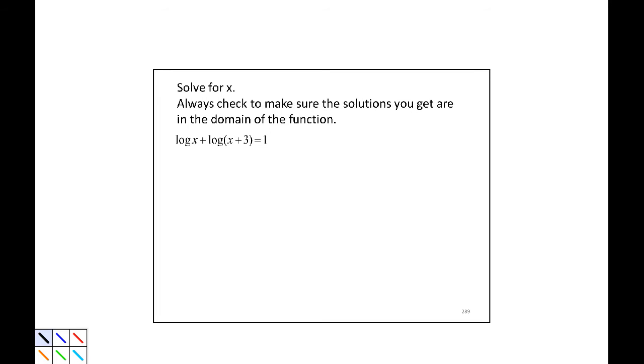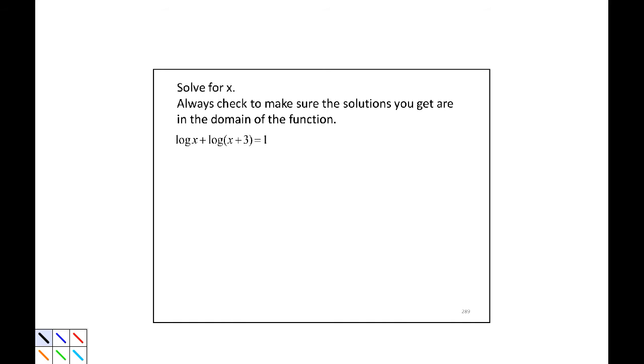Solve for x. Always check to make sure the solutions you get are in the domain of the function. In order to solve some logarithmic equations, we have to appeal to our logarithmic properties. So with this function, we have log of x plus log of the quantity x plus 3 equals 1. We have two logs in this. They have the same base, but we have two different logs. So we're going to have to combine these together. This is where our quotient and product rules come in very handy.